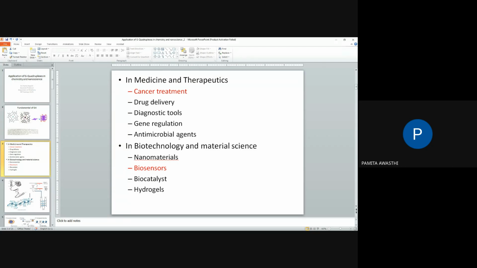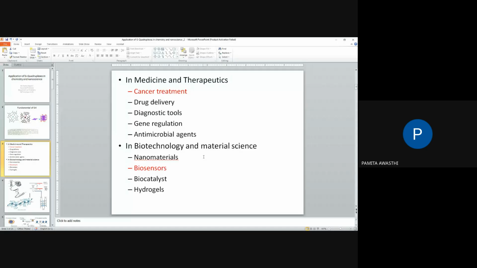Now, in technological areas like biotechnology, material science, and engineering, they can be used as a nanomaterial to create dynamic DNA nanostructures, including those which have switchable properties, and they can be used in catalytic functions as well. As biosensors, G quadruplexes can be used to detect specific molecules or DNA sequences, making them valuable for biosensing applications.